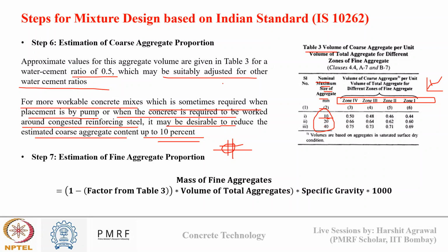Once we know the ratio, we can determine the mass of fine aggregate and coarse aggregate. Whatever factor we are getting, 1 minus that factor times the total volume of aggregates will give me the volume of fine aggregate, and mass of fine aggregate will be volume times the specific gravity of fine aggregate. Similarly, we'll get the mass of coarse aggregate.